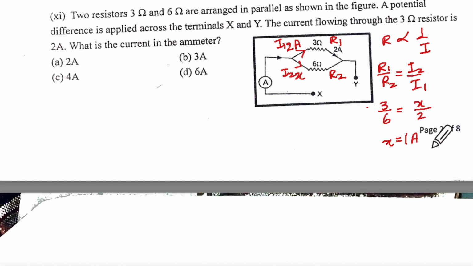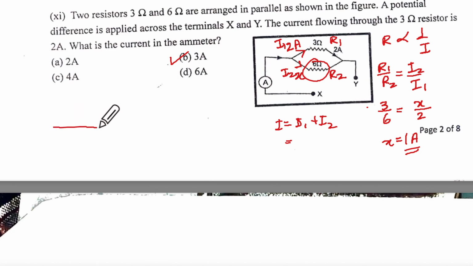Understanding? No, 1 minute. What did I do? Something else only I did. Wait. Ma'am, you find the correct value of X and we'll add it. So you have to find the current through the 6 ohm. The total current is going to be equal to I1 plus I2. This I forgot to do. So 2 plus 1 is 3. Understanding?